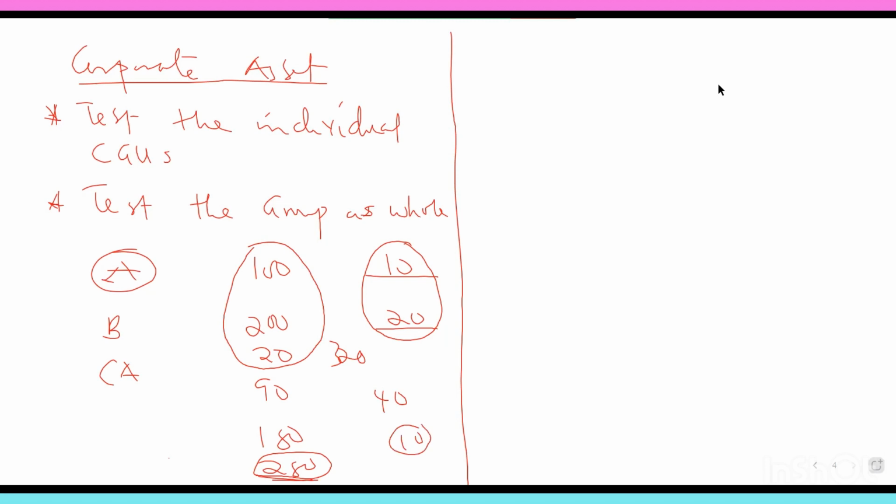Okay. Another way of doing it is that you can add these ones. This plus this plus this is 270. So if you are testing for the group as a whole, this is the carrying value of the CGUs. Then you add the corporate asset to it. That will give you 290. Then you compare with the group as a whole, which will be 280. There will be a difference of 10, which is the impairment relating to the corporate assets. So that is how we go about the corporate assets.